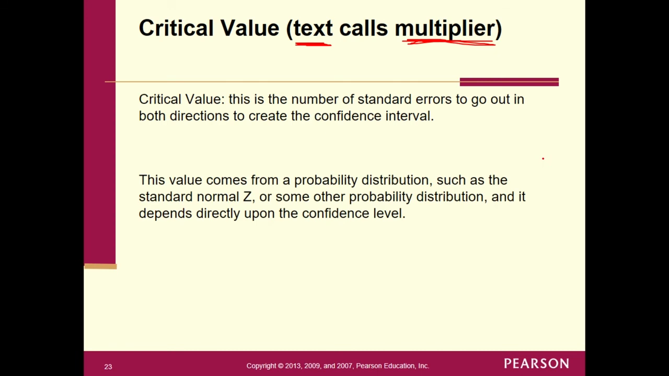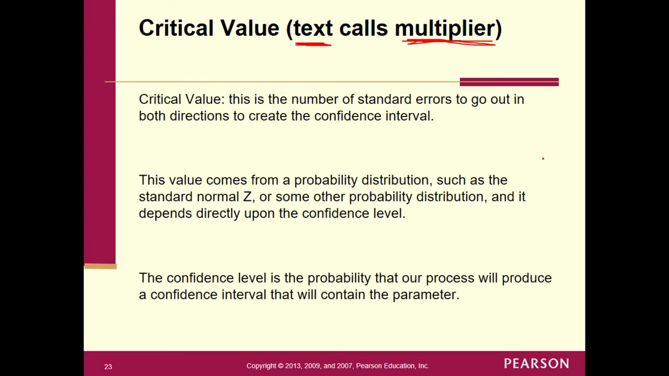This value comes from a probability distribution such as the standard normal, like Z, or some other probability distribution, and depends upon what we call the confidence level. Confidence level is the probability that our process will produce a confidence interval that will contain the parameter. So the confidence level is the probability that the overall process will produce a confidence interval that will contain the parameter.